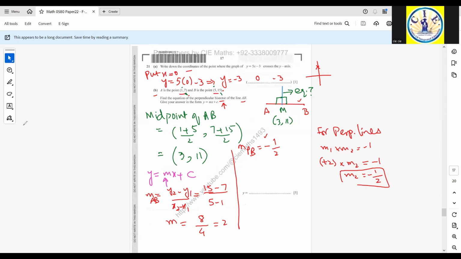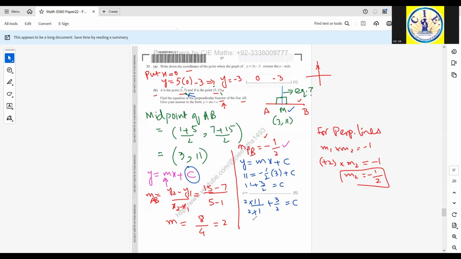Now I need to calculate this c. y is equal to mx plus c. I'm going to replace the midpoint through which this perpendicular bisector has to pass. So y is 11 and m is negative 1 by 2, and the value of x is 3, plus c. So 11 plus 3 by 2 will give me the value of c. So 11 times 2 plus 3 by 2 is equal to c.